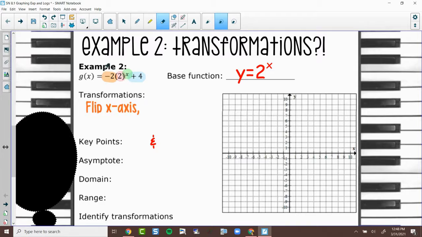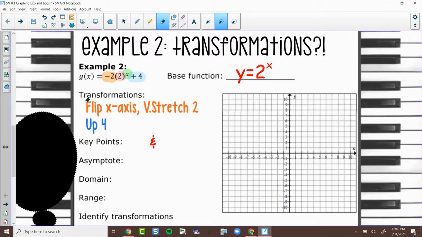I see I'm multiplying that whole function by 2, which is really going to pull that graph up, and it's going to vertically stretch it by 2. And then at the very end, I'm adding 4. So that will shift my graph up by 4. I'm not moving left, and I'm really not going right.